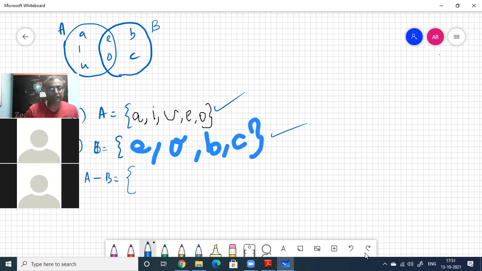You can mentally shade and then write the remaining from the Venn diagram, or you can draw one more diagram, shade it and do that also. What is A minus B? It must be an element in A. It must not be an element in B. You have written A and B already. From this you can find out. One by one you can go. Is A an element in A and it's not in B? Yes. Like that.